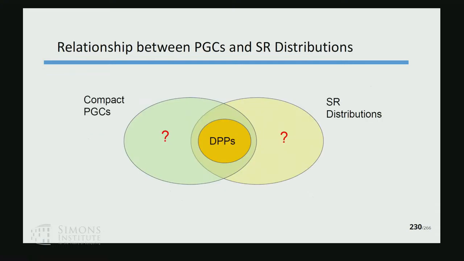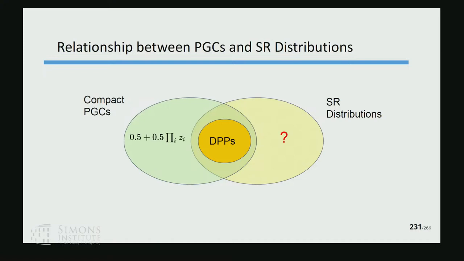So a natural next question is, well, we have PGCs. They allow for exact marginals to be computed efficiently. We have strongly Rayleigh distributions, which allow for sampling to be done efficiently. DPPs are in the middle. And so are there generating circuits that are efficient for computing marginals but don't have this strongly Rayleigh property? And are there distributions that are efficient to sample from that are intractable for computing marginals? Okay. And so the answer is yes.